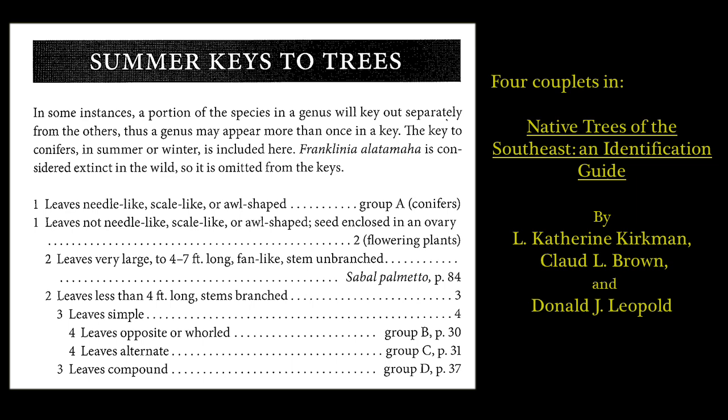Seed enclosed in an ovary. That's the first break in this key, and that's how we read it: this first couplet versus the next couplet. This key is actually indented. It starts out with 1, and as you move through the list, we have these indentations, 1, 2, 3, 4, indented as the key goes down. That's how you keep your place.